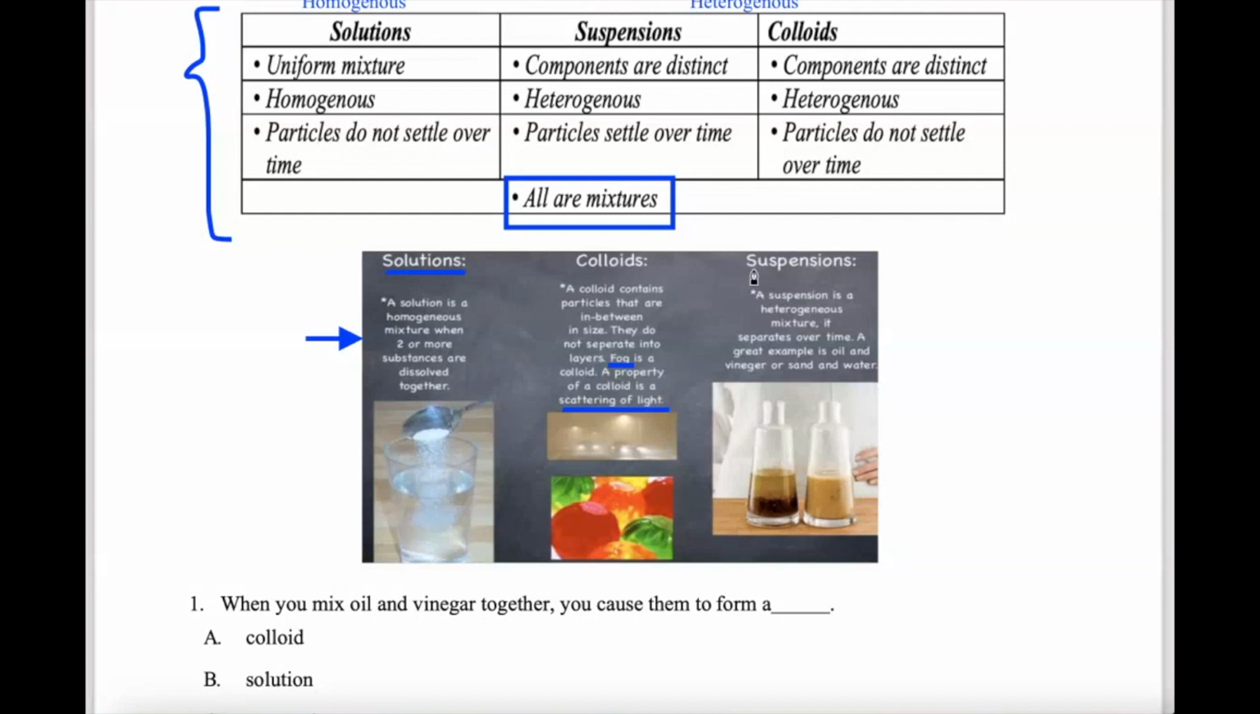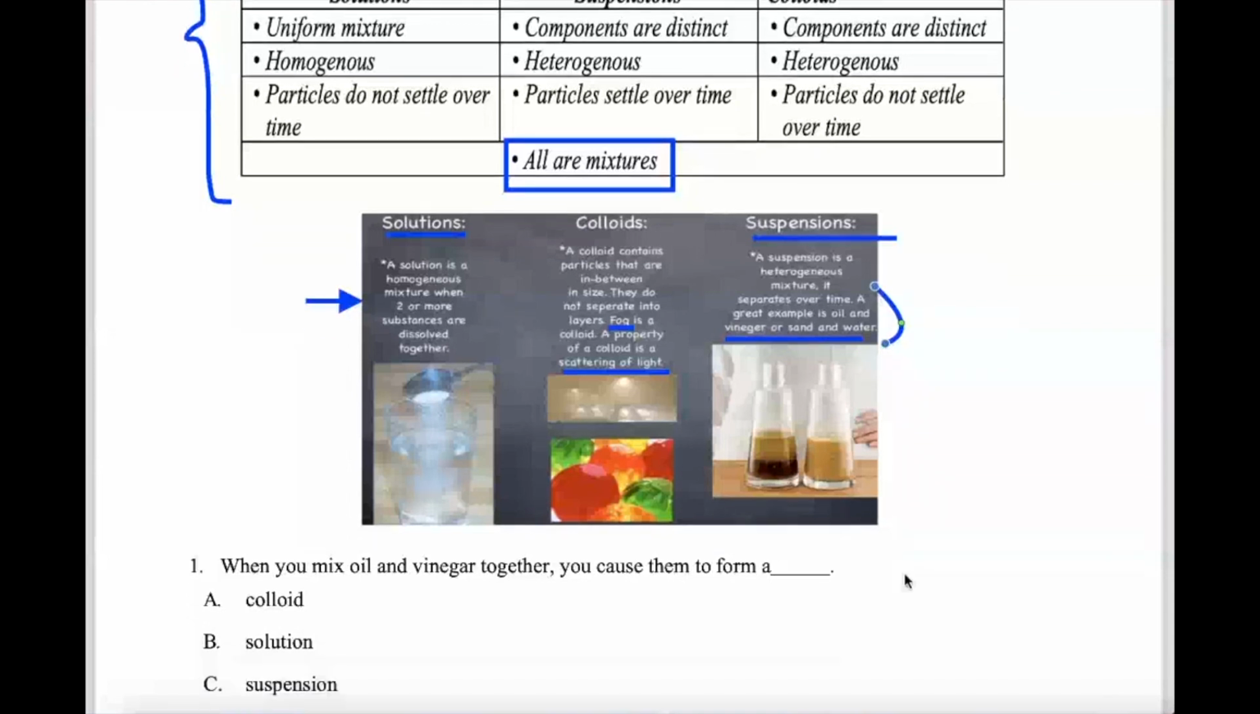Now the last one is suspension. So suspension is again a heterogeneous mixture. It separates over time, like sand and water, oil and vinegar. These are other examples of the suspension. So please make sure that you read every single thing in this draft, even what is written very narrow.